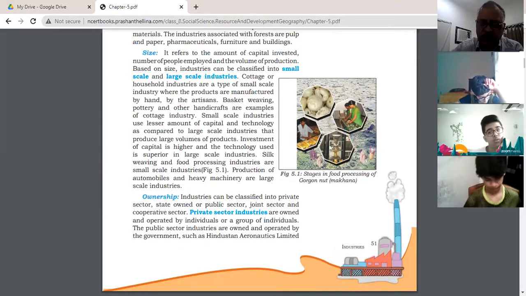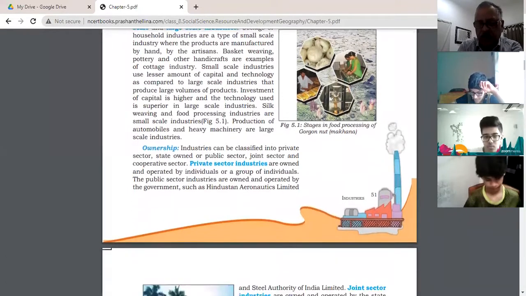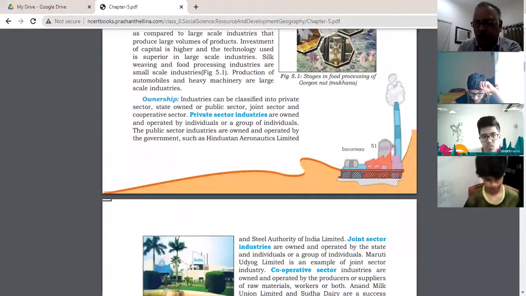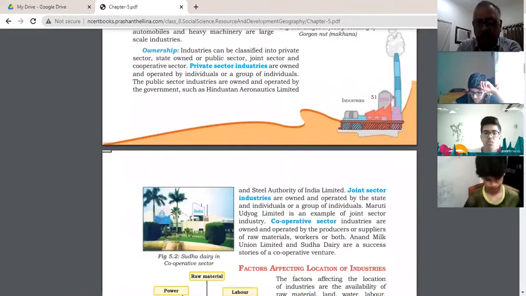Then the third type of industry is by ownership, on the name of owners. Private sector, state owned or public sector, joint sector and cooperative sector, there are four types of industries on the basis of ownership. Ownership means Malik, who are the owners, who own those industries.